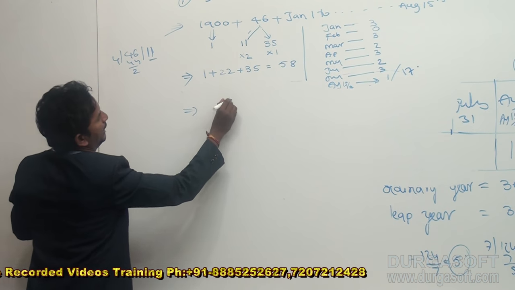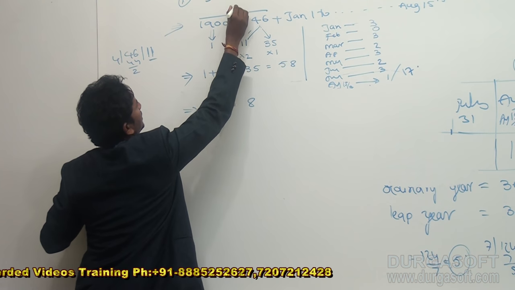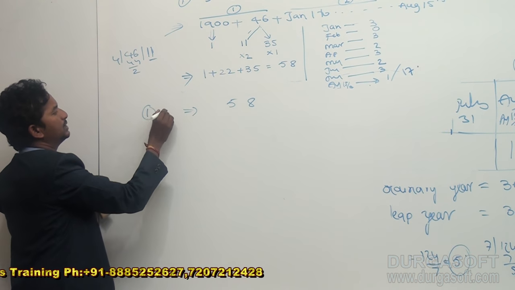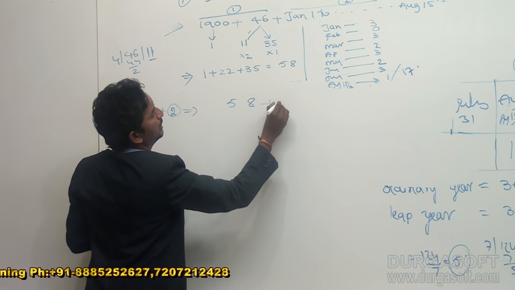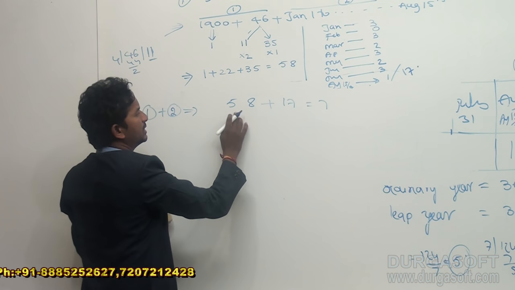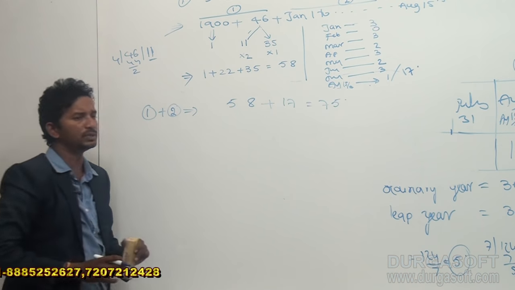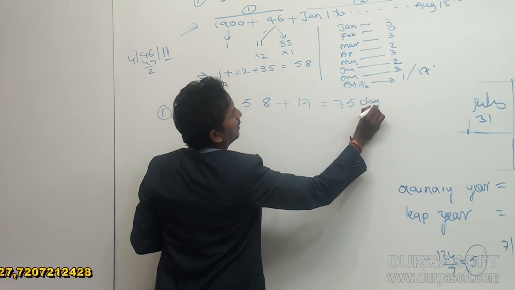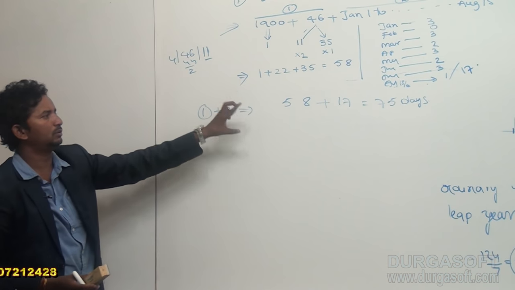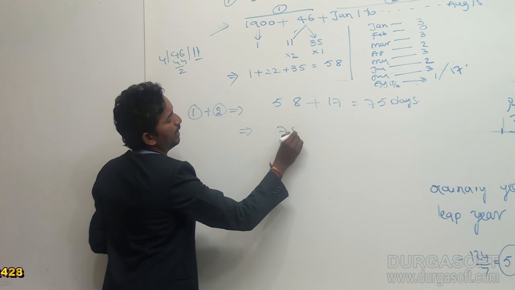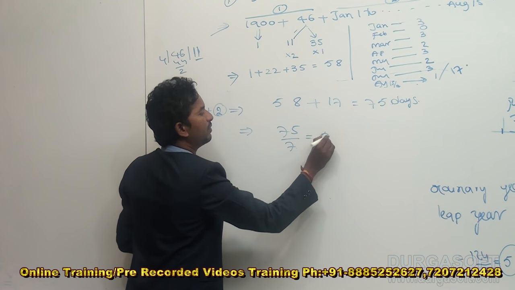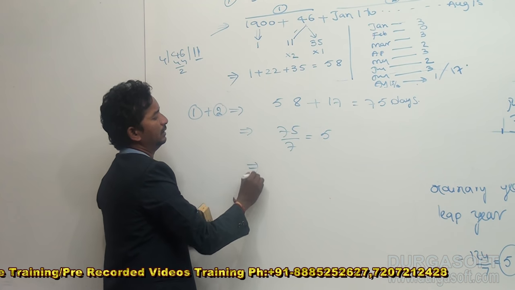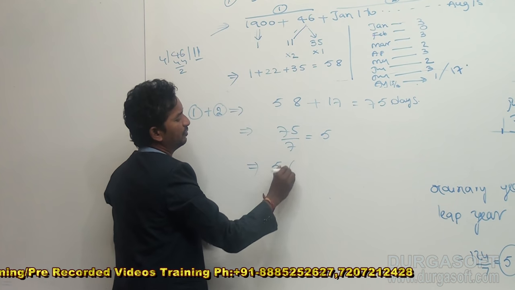Now here total I am adding 58. This is the 1946, the first part. I am taking this as the second part. Both I'll add. So 58 plus 17 is equal to 75. So this is 75 days. Now I want the odd days, so 75 divided by 7. 7 tens are 70. The remainder is 5. So the day falls on Friday.